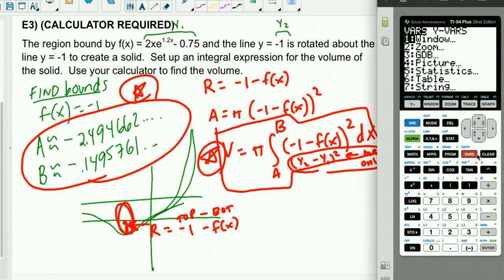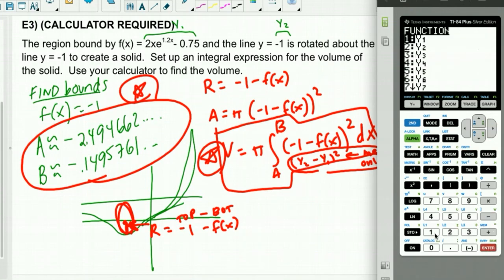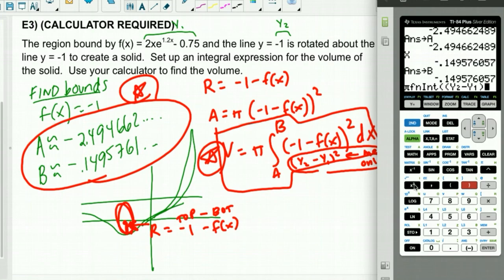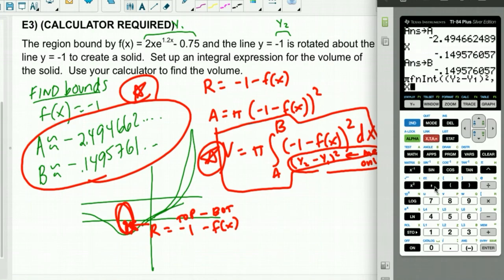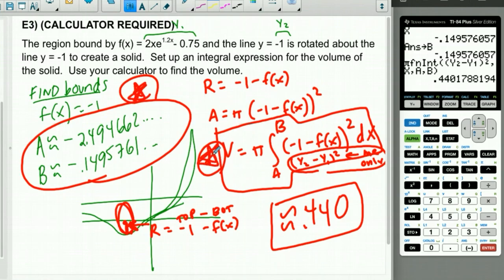So in parentheses, I go to vars, I go over to yvars function y2 minus vars over to yvars function y1, close the parentheses and square it, comma, with respect to x from alpha a to alpha b. And then I hit enter and I'll get my answer. So I get this is approximately 0.440. So what the AP needs to see are you found the bounds, you used the correct integrand, you found the answer. That's what needs to happen.